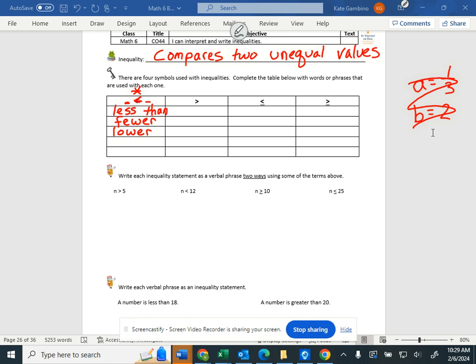So you need to be filling in your table, and we saw in our last test that it really helped to have our words filled in on our table. So when it came time for the test, we knew what those verbal phrases mean. Let's look at our next symbol. What does our next symbol mean? Layla? Greater than. Use a different color.